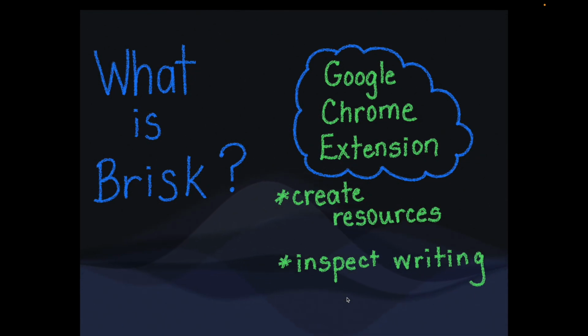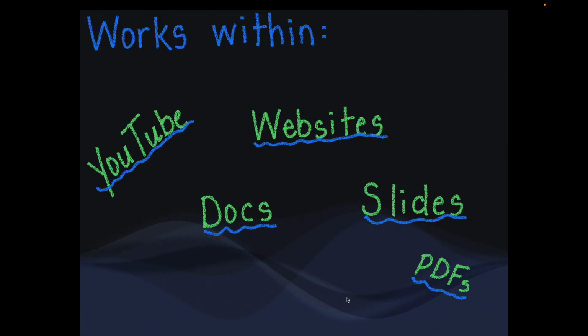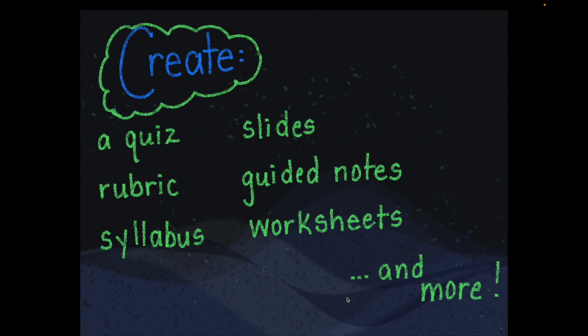So what is Brisk, other than iced tea? It's a Google Chrome extension that allows you to create resources, inspect writing, and do a whole lot more. Brisk is a little add-on that works within YouTube, websites, Google Docs, Google Slides, and PDFs. You can create resources like quizzes, rubrics, syllabus, slides, guided notes, worksheets, tons more things, sub-plans, lesson plans, you name it.